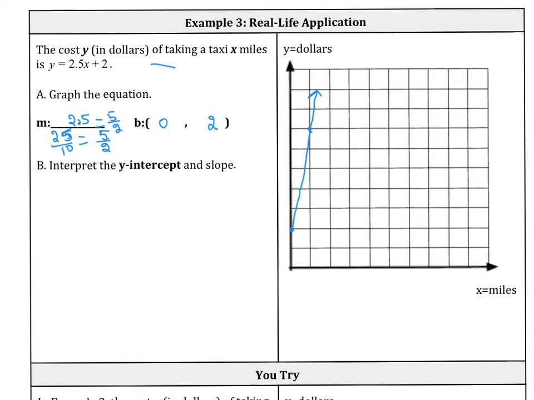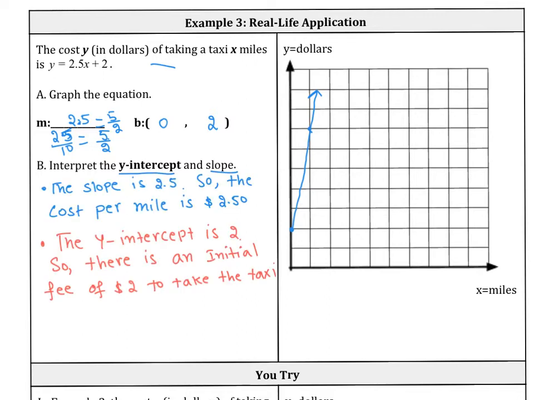Now we're going to interpret the y-intercept and slope. The slope is 2.5, so the cost per mile is $2.50. That's what it represents. The y-intercept is 2, so there is an initial fee of $2 to take the taxi.